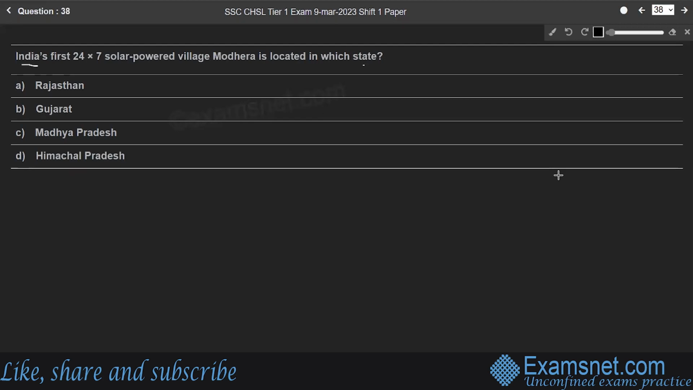Question 38. India's first 24/7 solar-powered village, Modhera, is located in which state? Here, India's first 24/7 solar-powered village, Modhera, is located in Gujarat. The village is famous for its sun temple, which is a UNESCO World Heritage Site.